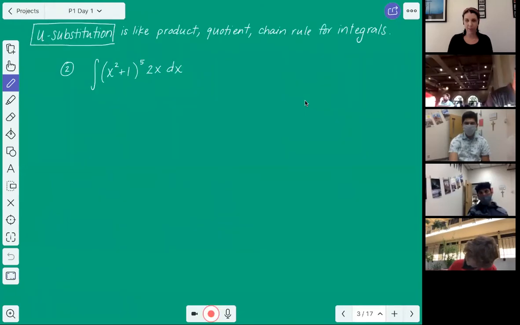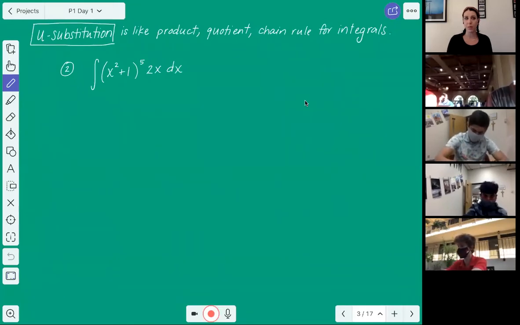All right, let's jump into the fun stuff. Please go ahead and write this down. You can write down what I wrote at the top if that's helpful. U-substitution is like product, quotient, chain for integrals or antiderivatives. That's what we're going to use U-substitution for.